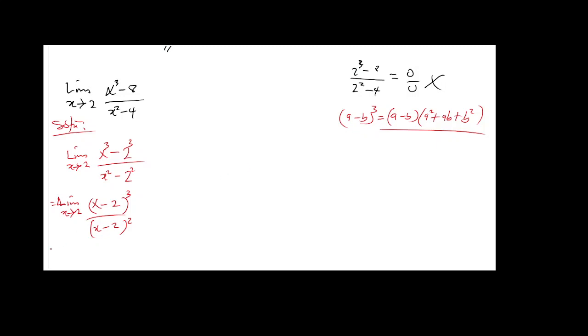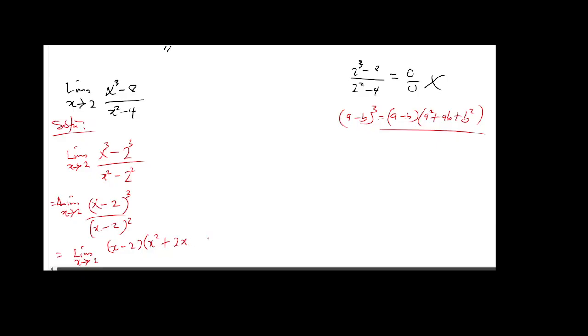And this is the expansion of difference of cubes. So if we apply that here, we are going to have the limit as x approaches 2 of x minus 2 multiplied by x squared plus 2x plus 2 squared all over, and we know that the difference of squares is x minus 2 multiplied by x plus 2.